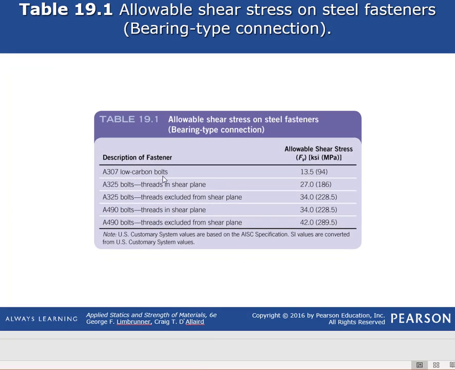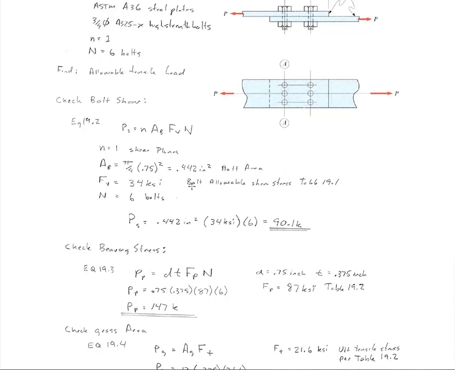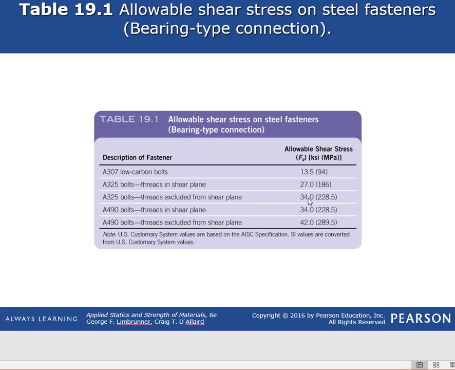So we come over here, and X means that's this one right here. X means this 34, which is threads are excluded from the shear plane. Okay, so if you notice, how this is handled is that when we have threads in the shear plane, we're using a lower allowable shear stress for the bolt. When we're excluding the threads from the shear plane, we're using a higher allowable stress. So that's how you interpret this.